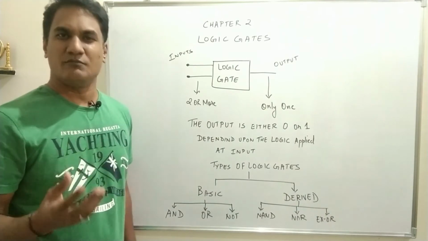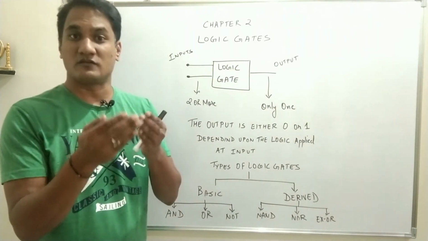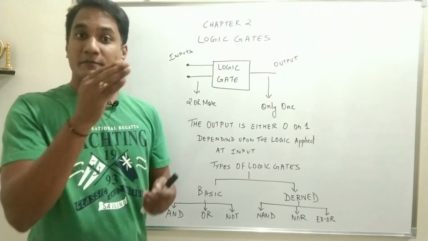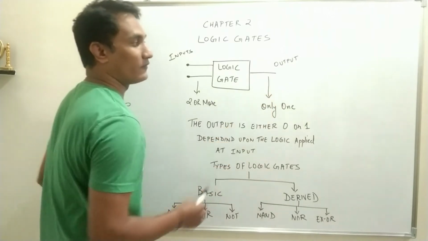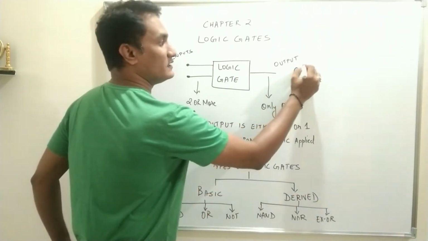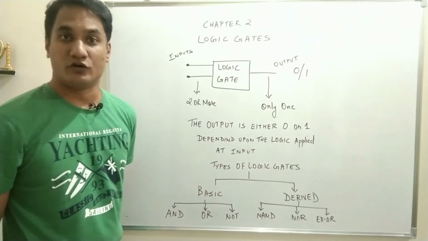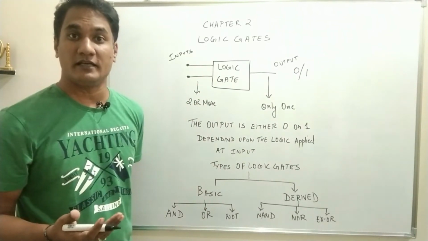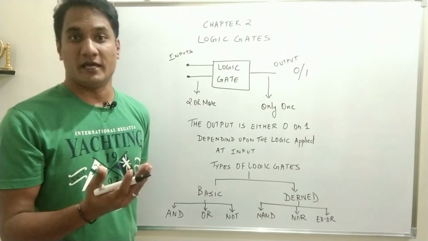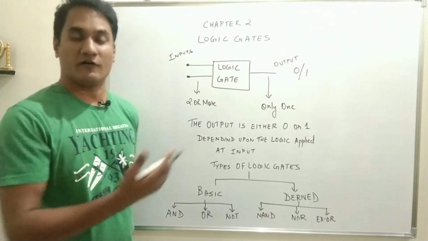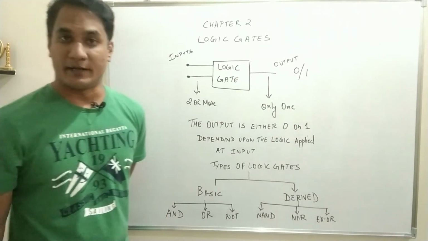Of course, these are nothing but electronic circuits connected in various ways. That is what is called logic, and depending upon that, the output will be either 0 or 1 depending upon the logic applied at the input. When I say logic applied at the input, it's nothing but the various types of electronic connection which we make. Of course, you will understand when I go through all the gates one by one.